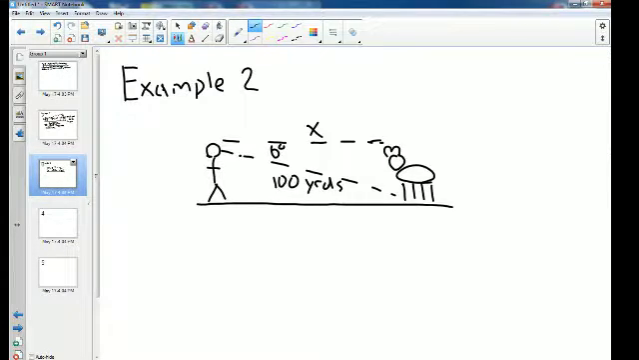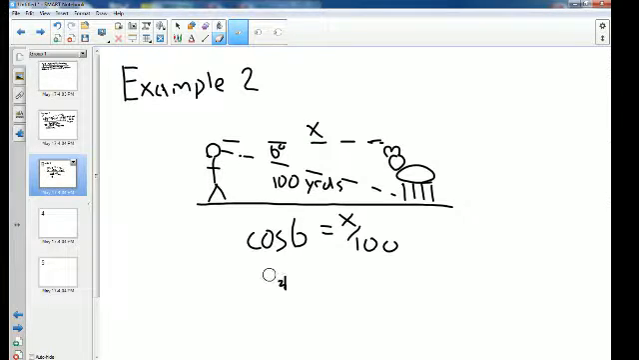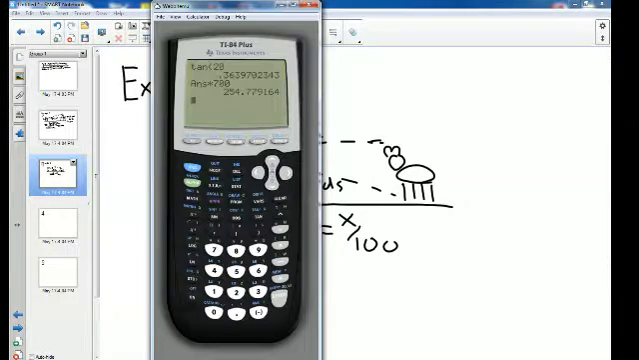Okay, so this one would be cosine, so it would be cosine 6 equals x over 100. So it's cosine because it's adjacent over hypotenuse, so the 100 would be the hypotenuse and adjacent would be x. Cosine 6 comes out to, hold on, let me do that on the calculator. Okay, so cosine 6 comes out to 0.99.